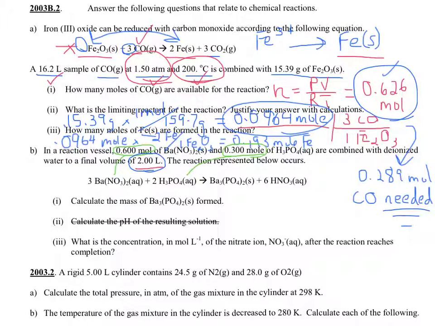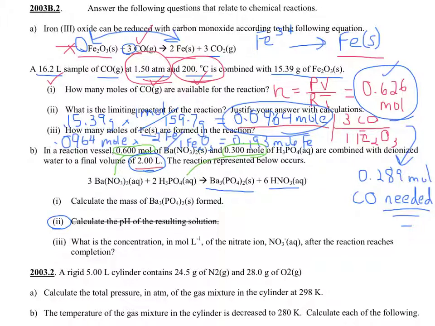And so we are looking at a precipitation reaction here. We have barium phosphate, the solid forming, and we're also going to get nitric acid as a product, which is why they can ask this question. But since we haven't done our acid-base unit yet, we'll skip that for now. So calculate the mass of barium phosphate formed.